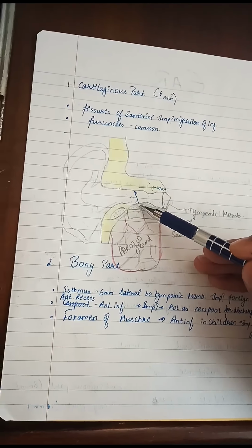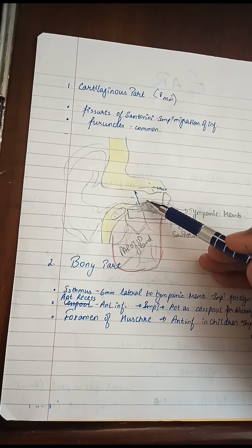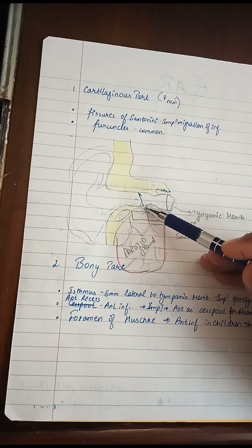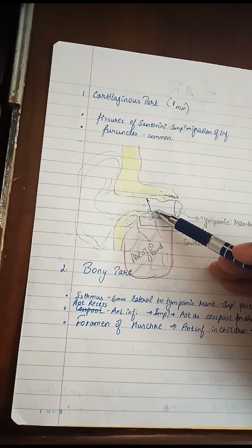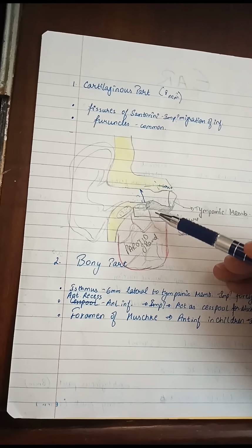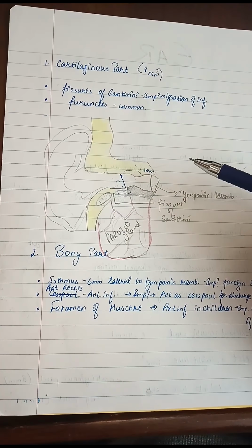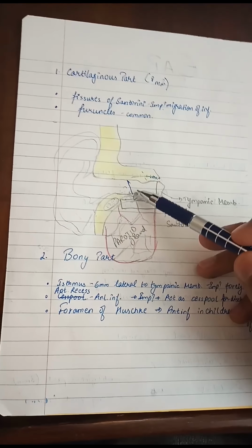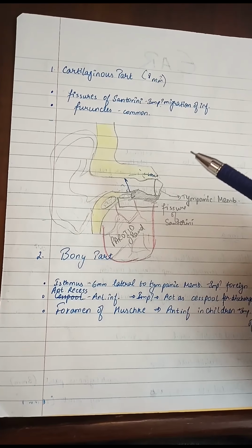In the anterior inferior part of the external acoustic canal, there is a recess present. This recess acts as a cesspool for discharge and debris of any kind of middle ear or external ear infection. So it acts as a container, and infection gets lodged in it.